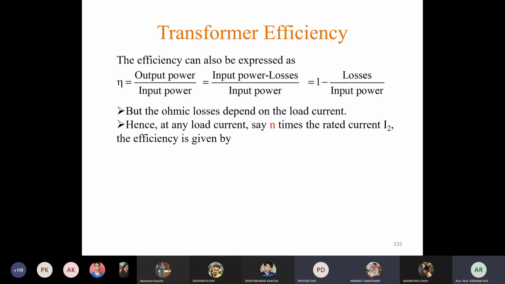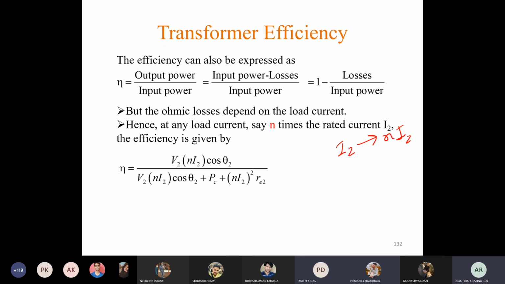Let us consider some load which is n times the rated load. So the current value will be n times the rated current. If I2 is the rated current, then for any load n, the current will be n I2. In that case, the expression of efficiency modifies to this. Here we have to replace all I2 in the previous expression by n I2.